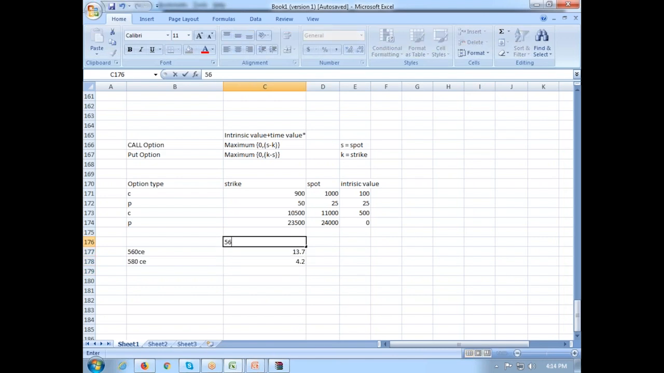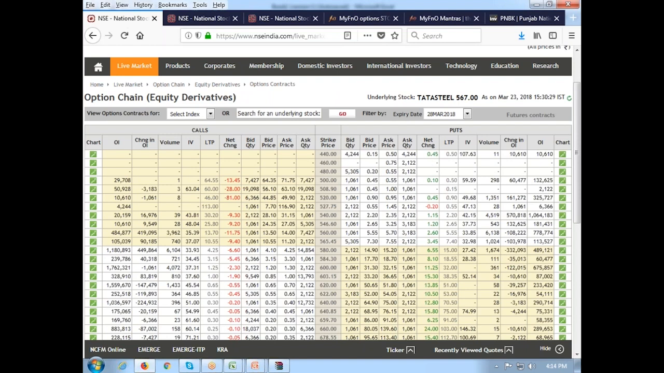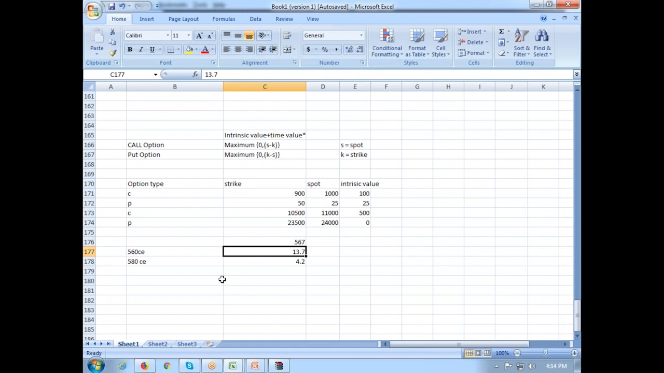Right now Tata Steel is at 567. This is the Tata Steel cash market price. So in this there is intrinsic value, in this there is no intrinsic value. Yes or no? And what is the time value here? This minus 7 rupees. This is the time value. What is the time value here? This minus 0. The entire thing is time value.